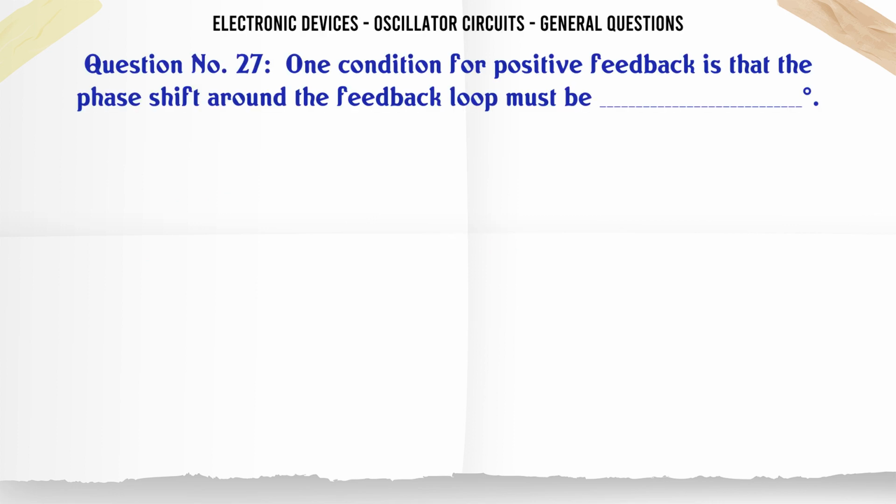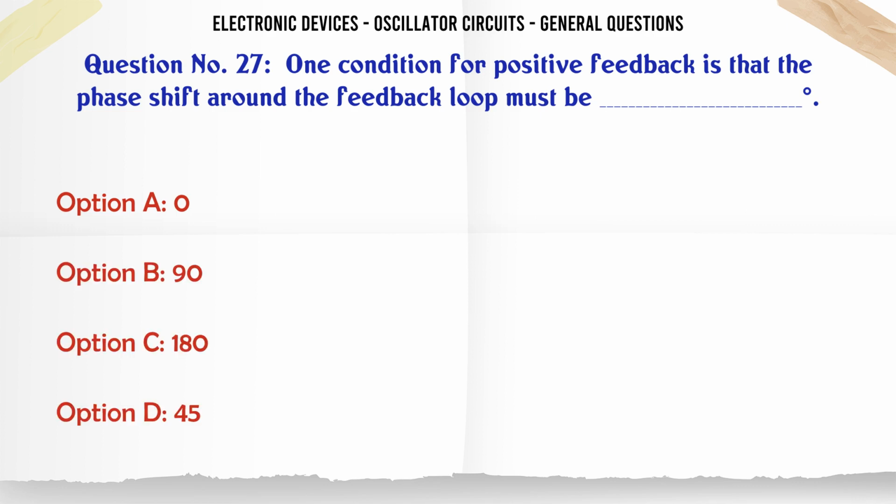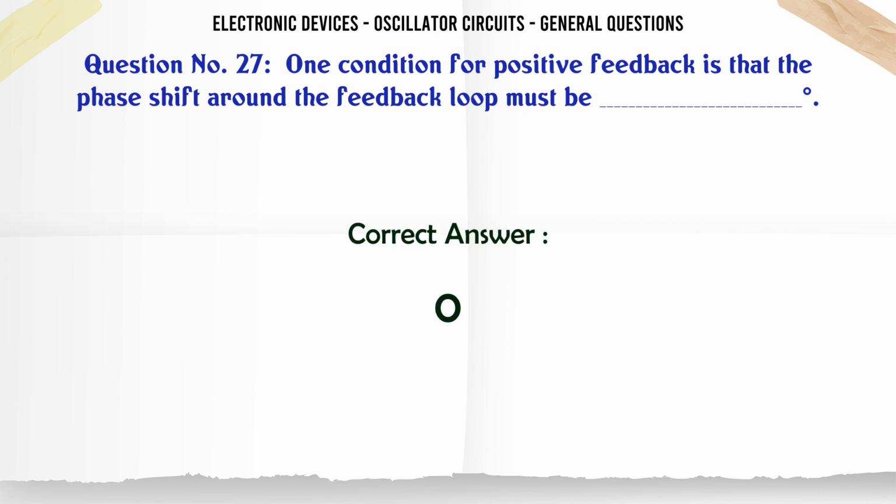One condition for positive feedback is that the phase shift around the feedback loop must be A. 0. B. 90. C. 180. D. 45. The correct answer is 0.